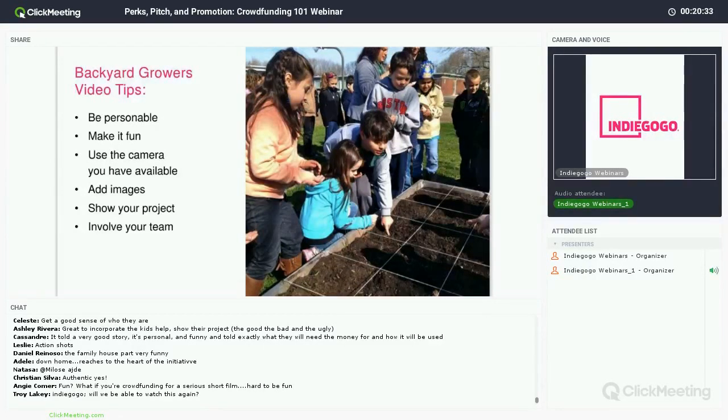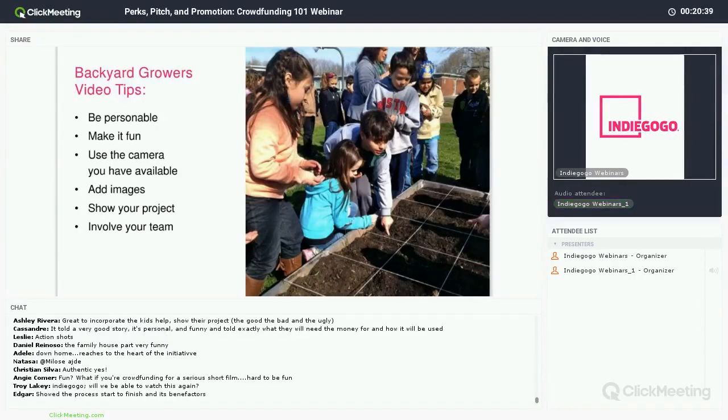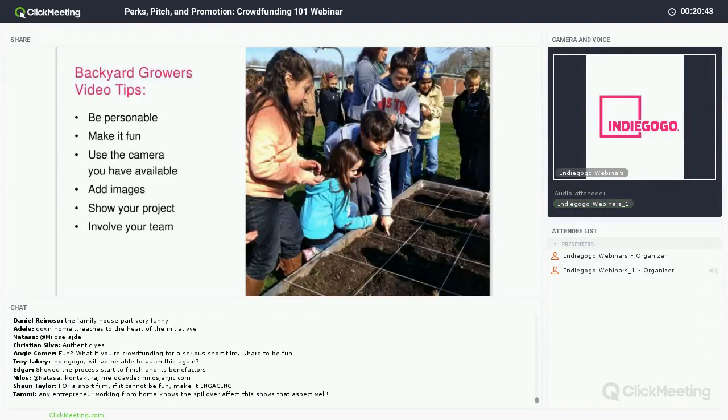And again, involve your team. These guys, they had all the kids involved. Everyone was involved. The animals were involved. It was exciting. So when you do your video, you want to involve everyone that you're working with, because when people are giving you money, they want to be able to trust that this team are people that they believe in.